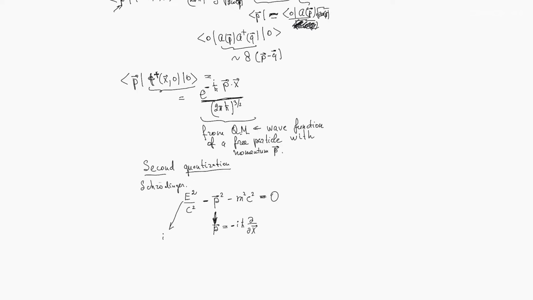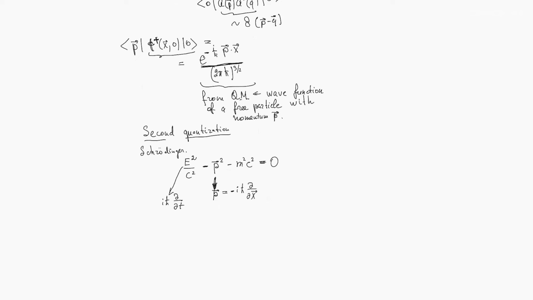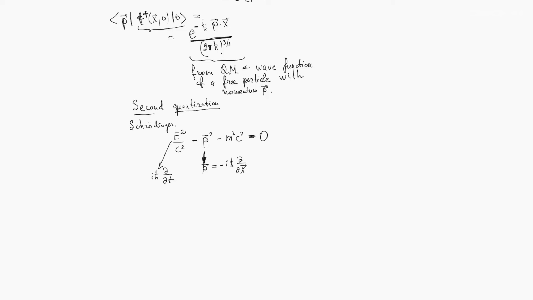So energy is replaced essentially by the time derivative, as energy is in fact an eigenvalue of the Hamiltonian, and the Hamiltonian generates time evolution, so shifts in time, while momentum is responsible for the space shifts, and it's realized as a derivative d over dx. And so after this replacement, on the left-hand side of this dispersion relation, you discover the Klein-Gordon operator.